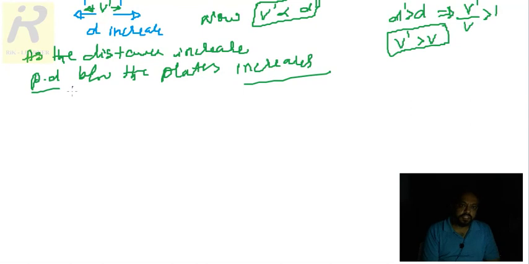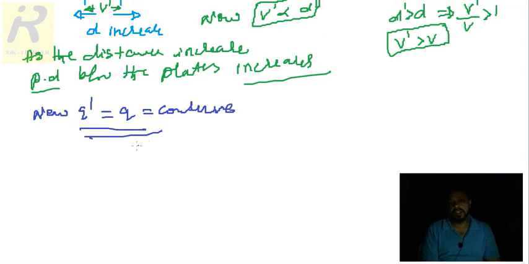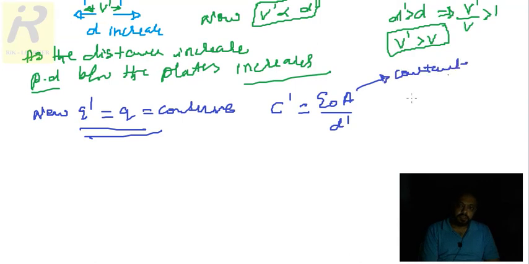Say Q dash is the charge afterwards, the new charge, but you must know the charge is always conserved, right. So that means the new charge and the original charge are the same. So now what I have to think about is C dash, which is the new capacitance, equals epsilon naught into A divided by d dash. We did nothing to this area, right. So this area is constant, we are not altering the size of the capacitor plates, we are simply increasing the distance.